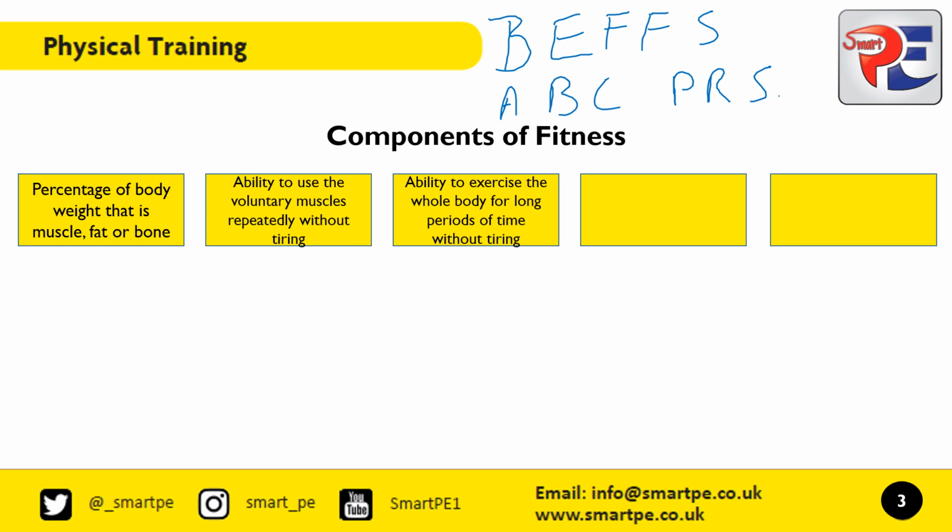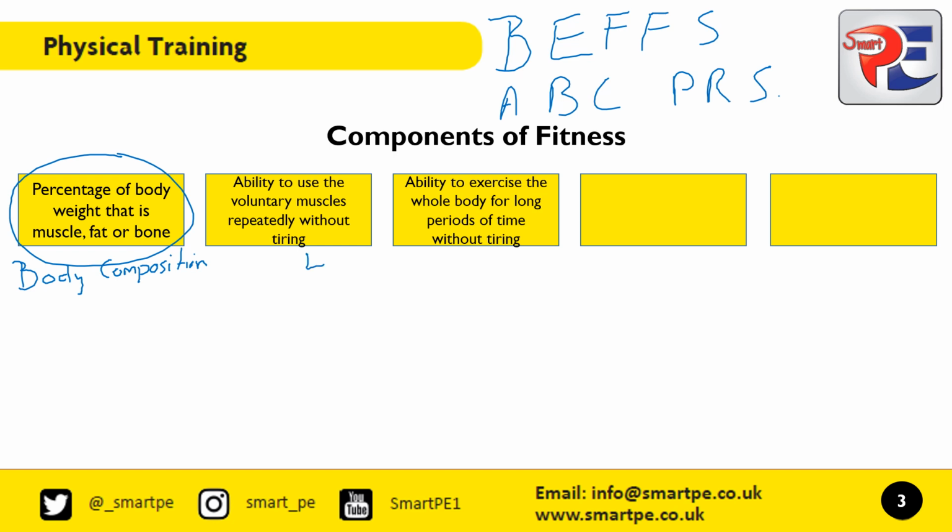So, the first one just here. Percentage of body weight that is muscle, fat or bone. If I'm looking at BEFs, I know it begins with B and I know that that is going to be body composition. Again, fill your sheet out where your definition is. Okay. The next one, and again there's no easy way of doing this, you've just got to learn it and revise it. So if I go too quick, slow down please.